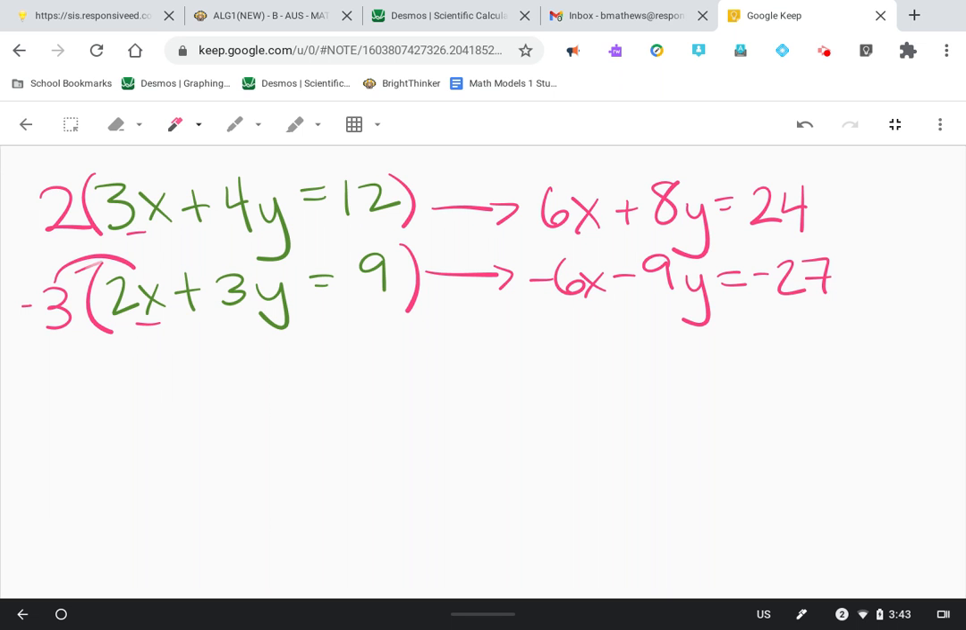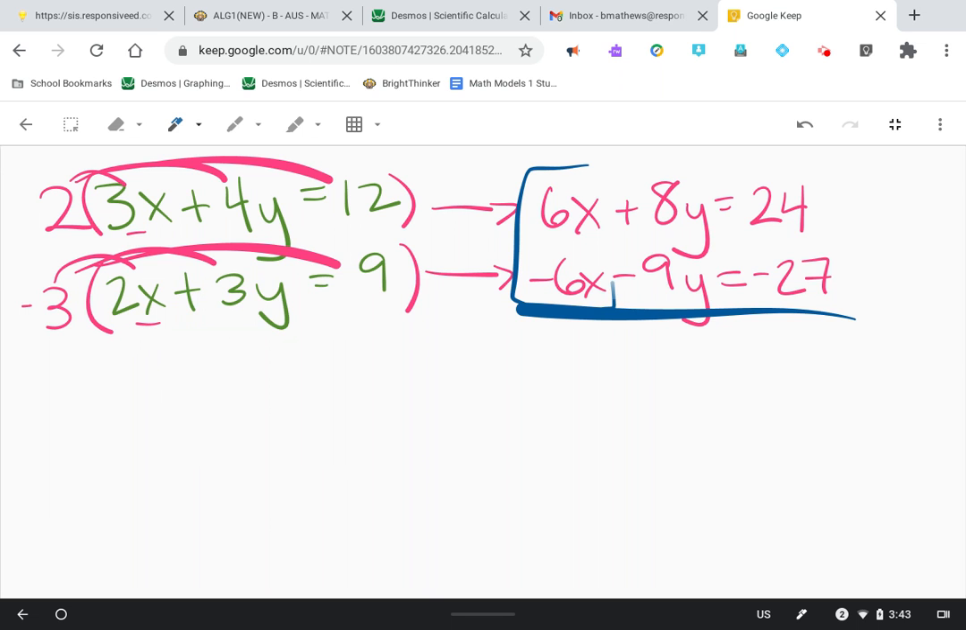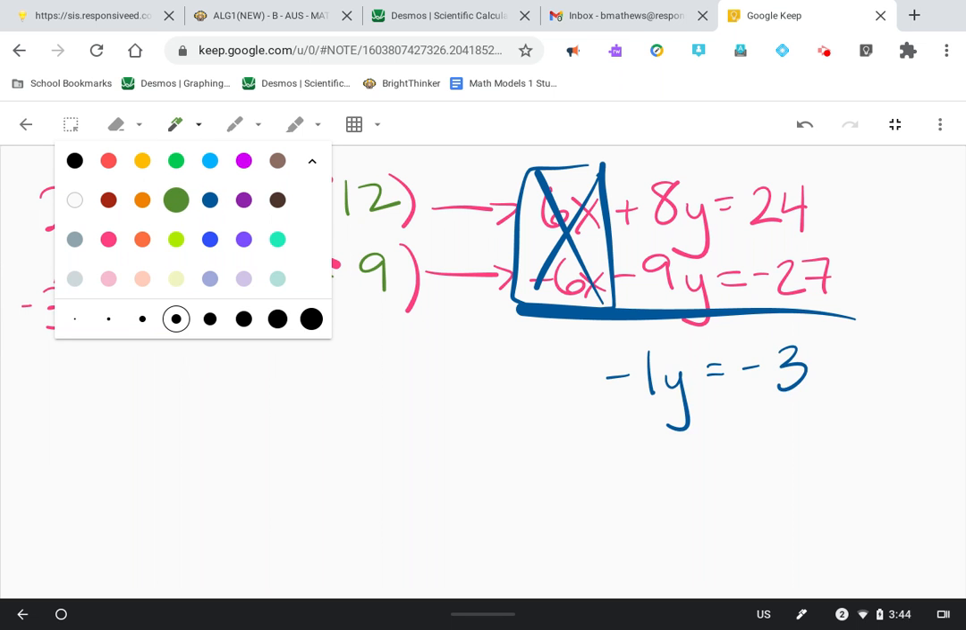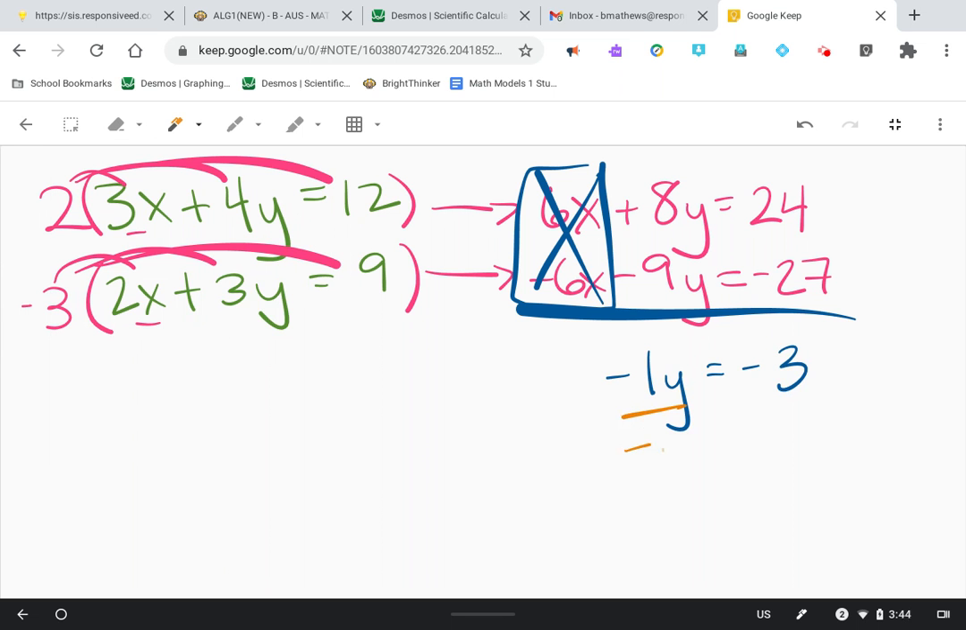So again, I'm just distributing this and this to each term. Now we're ready to add this up. And when I do that, these 6x's are going to cancel, leaving me with negative 1y equals negative 3. That's just me adding up those two equations. And then I divide by negative 1 on both sides, and I get y equals 3.